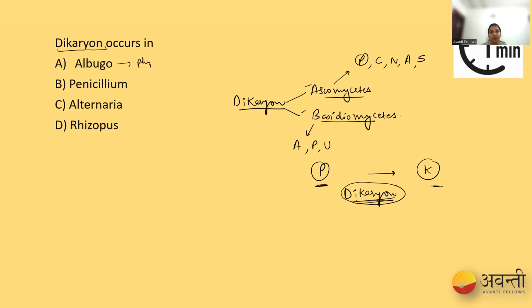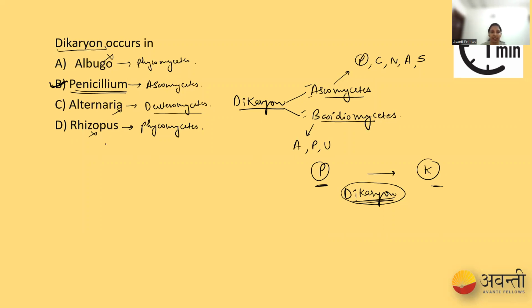So Albugo belongs to Phycomycetes. And you remember that dikaryon is only present in Ascomycetes and Basidiomycetes. So Albugo is a wrong option. C says Alternaria. Alternaria belongs to Deuteromycetes. So this is also incorrect. Rhizopus also belongs to Phycomycetes. So this is also incorrect. So the correct option is option number B, which is Penicillium, and Penicillium belongs to Ascomycetes. So the correct option is option number B.